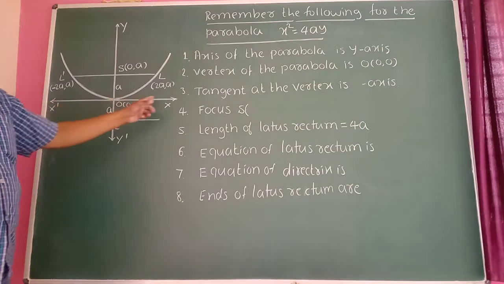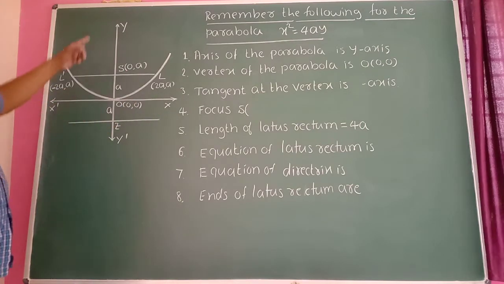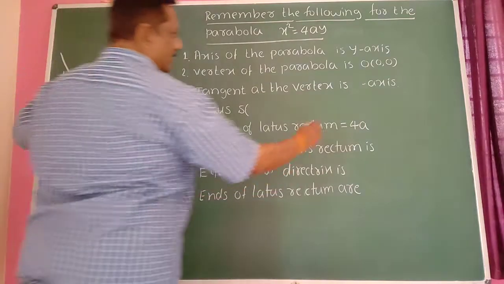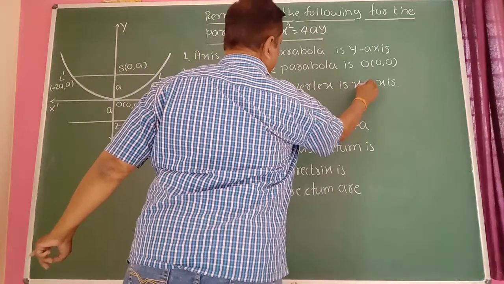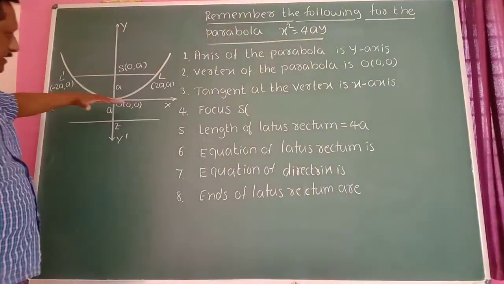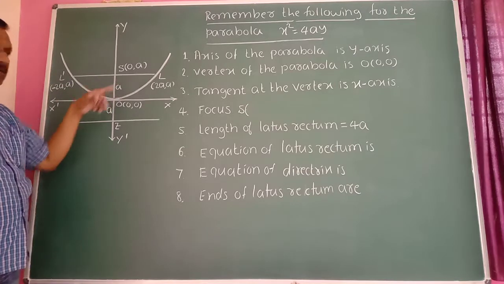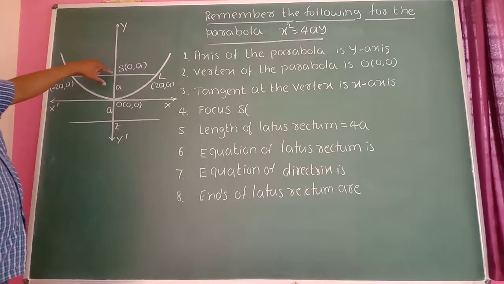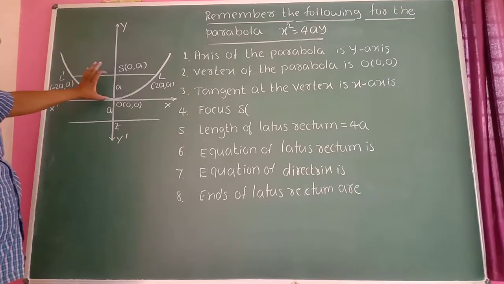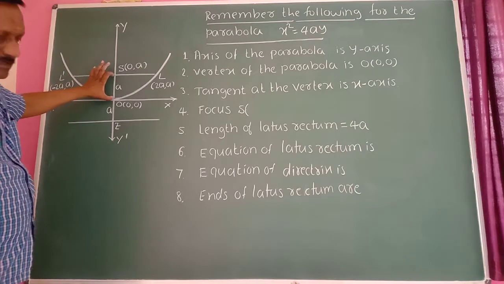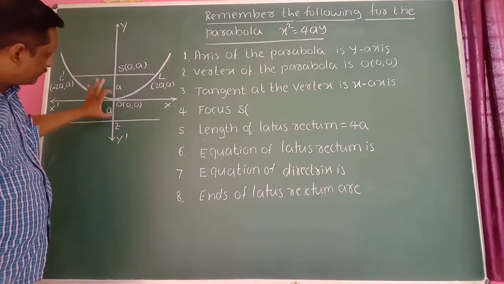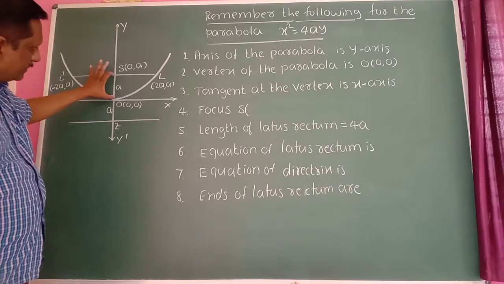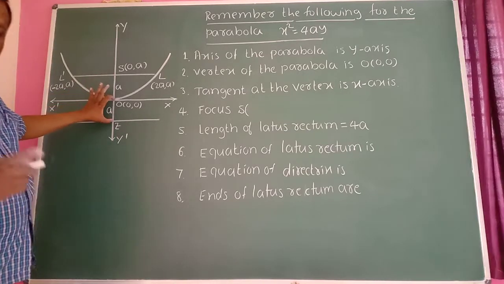And the x-axis is the tangent at the vertex. Therefore, the x-axis is the tangent. The line, that is, the x-axis, touches the curve here, hence it is called a tangent. The focus lies on the y-axis at a distance a from the origin. This is a and this is also a, both are equal. OS and OZ are both equal.